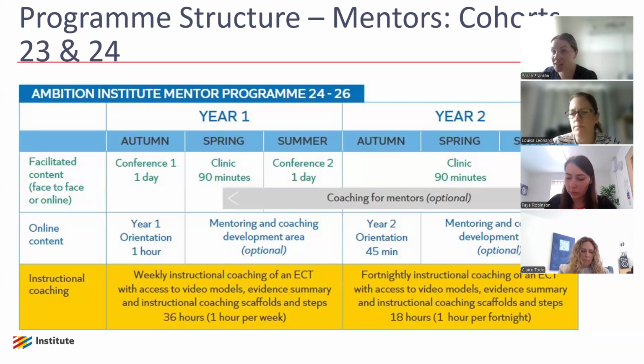So hopefully it just gives, and what a lot of delivery partners have said is that they want to give the option so that they would generally do instructional coaching, but if there was a week where they thought that their ECT is really struggling and they just need a little bit of support that's not instructional coaching, they've got the flexibility to then offer that.